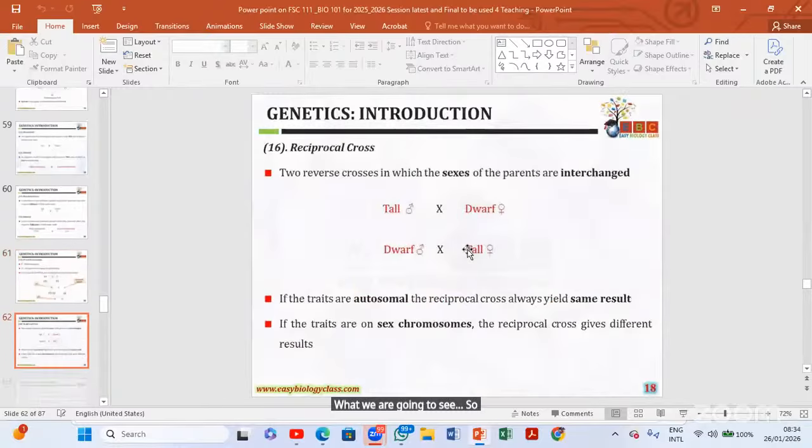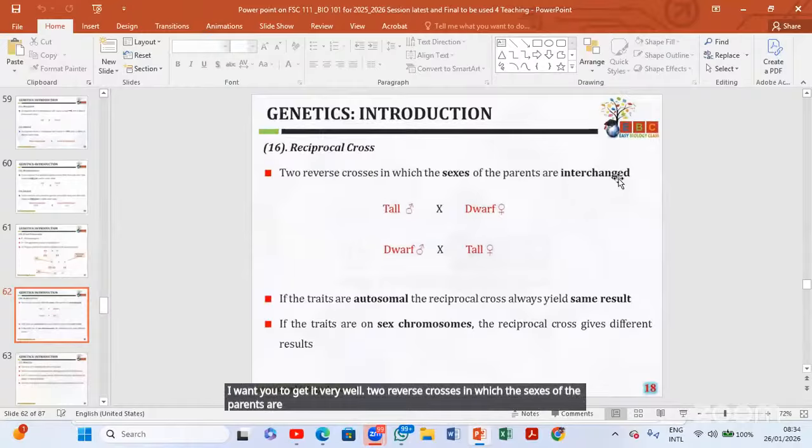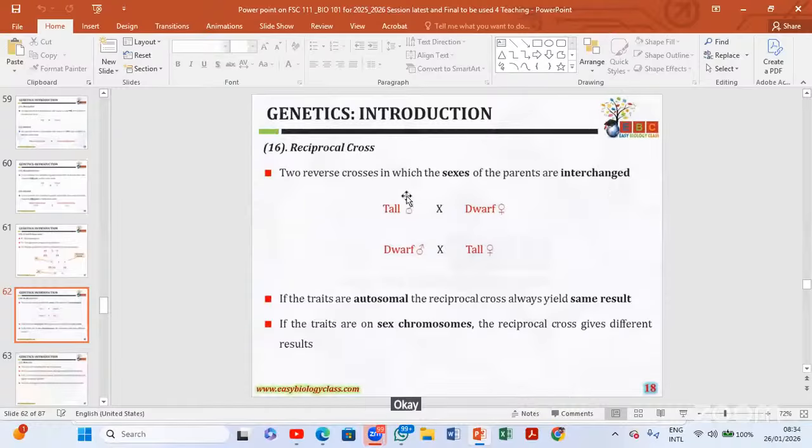So the next one is reciprocal cross. Reciprocal cross. I want you to get it very well. Two reverse crosses in which the sexes of the parents are interchanged. When you carry out a reciprocal cross, it means you made two separate crosses by reversing the sexes of the parent. What do we mean by that?